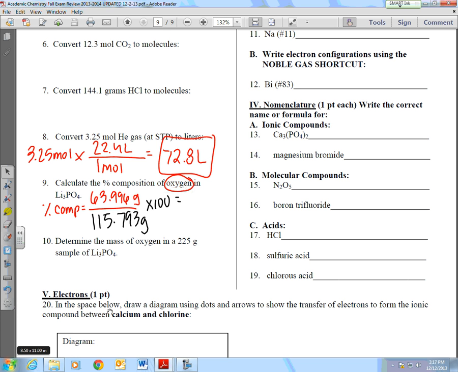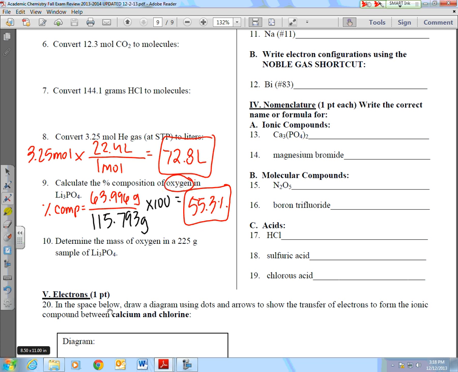So again, you want to multiply. Usually on these, we'll tell you 2 decimal places or 1 decimal place. So 55.3% is the answer. Questions about how to do that? Yes.